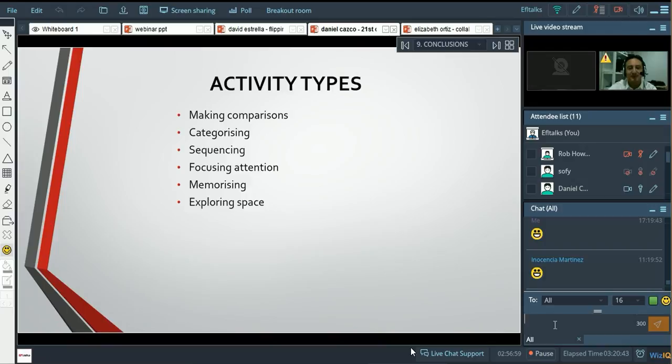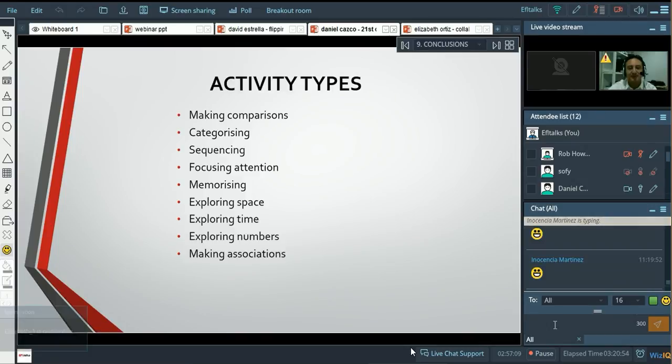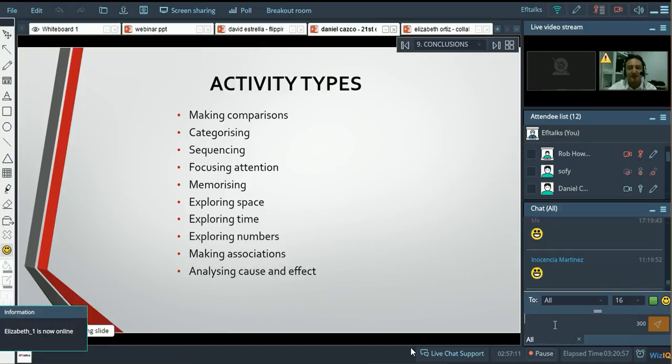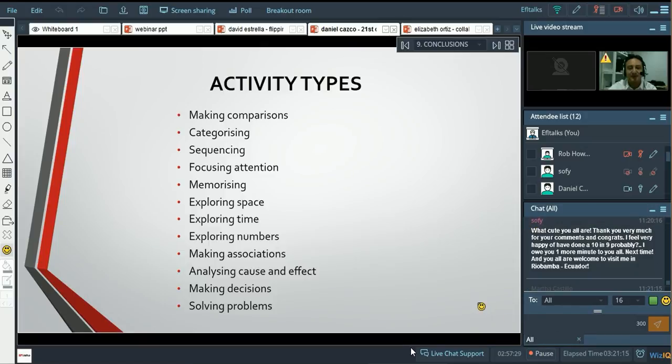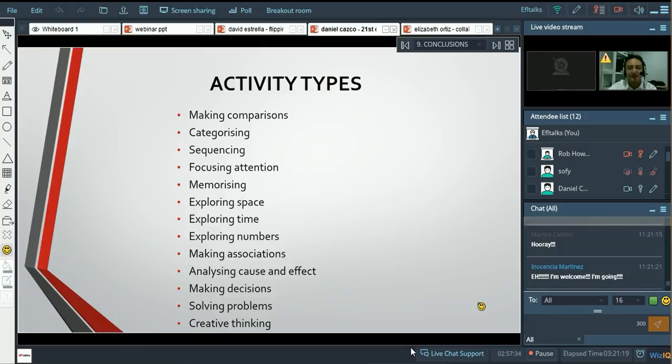What kind of activities can we do? We can compare, categorize, do sequences, focus attention on the students, reduce teacher talking time in class, and memorize. We can explore space, time, and numbers of students. Why not use math in an English class? Students learn numbers by doing math exercises, analyzing causes and effects of different aspects, making decisions, which is the most important thing, and resolving problems.